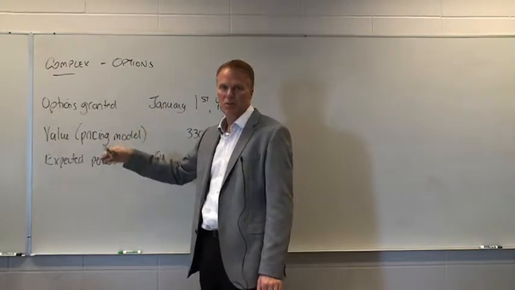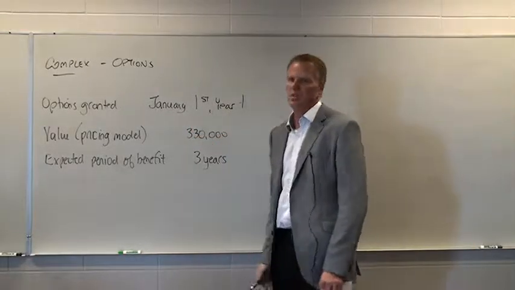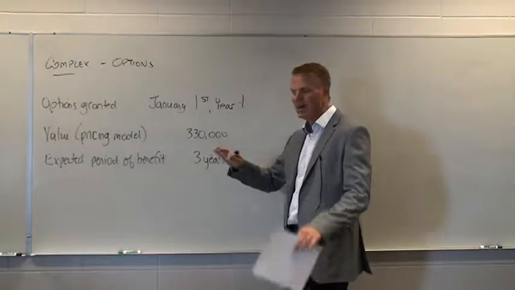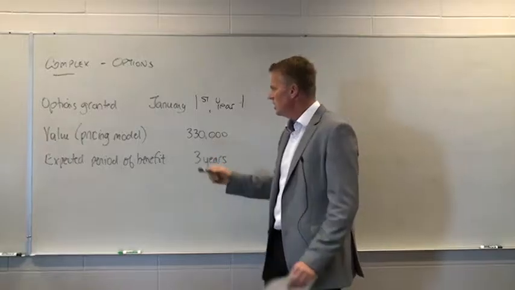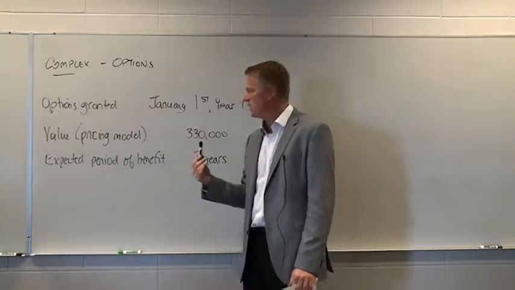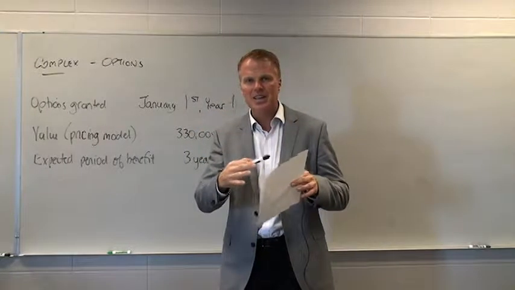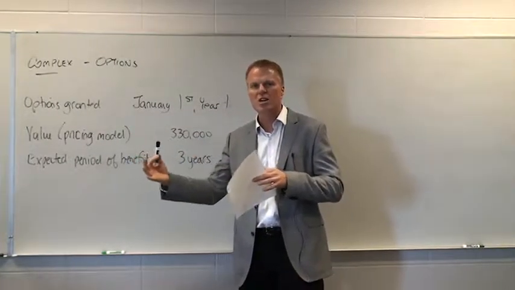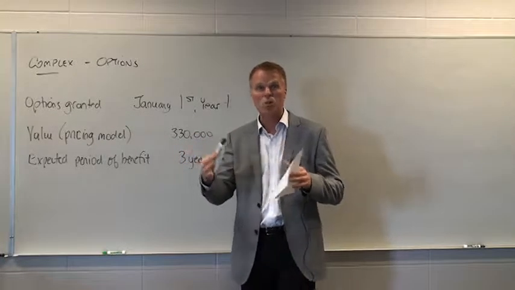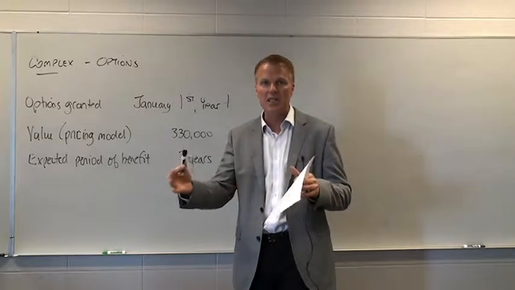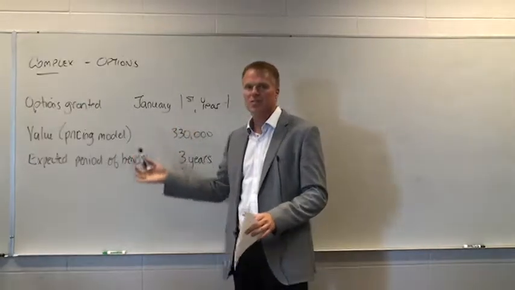This is all about options. Options granted to senior executives and managers. So let's assume these options were granted January 1st, year one, right at the beginning. And according to an options pricing model, these options are worth $330,000. And the period of benefit, basically the executives, if they work for the next 3 years for the company, they will be entitled and they will be allowed to have these options. So they have to work for 3 years. If they leave for any reason before those 3 years, they lose this. So this is the basic information.